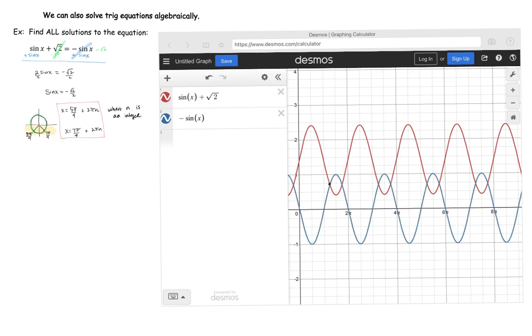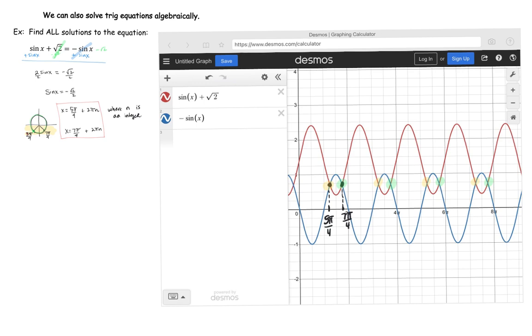Now these points of intersection between our two graphs, those are where our two sides of the equation are equal, and so that's the x values. We have the first one at 5 pi over 4 and the next one at 7 pi over 4. Those are the x values that make this equation true. Okay, and then when we add 2 pi to 5 pi over 4, we would get an infinite number of other solutions, and from 7 pi over 4, if we added 2 pi 1, 2, 3, 4 times, or subtract 2 pi, we'll get all of the other solutions to the equation.